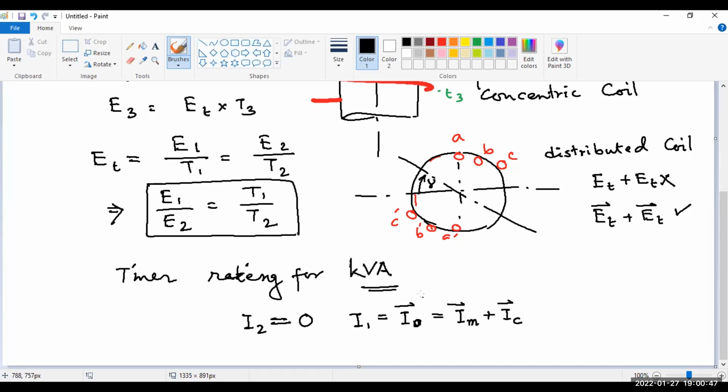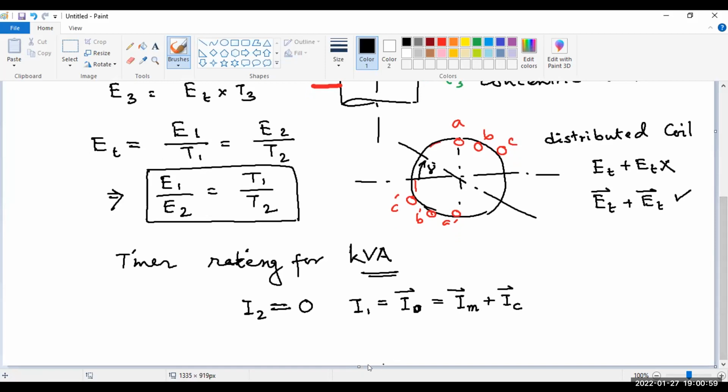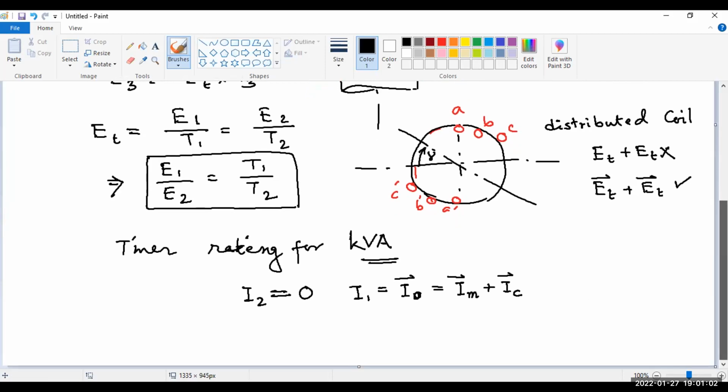So we should know this relation, isn't it? I think you all know this. So this Im is the magnetizing current and Ic is the core loss component of current. So why is it required? Because suppose you don't have the other coil, you have only one coil. Got my point? Suppose in a transformer core, you have only one coil. Then what will be the current?